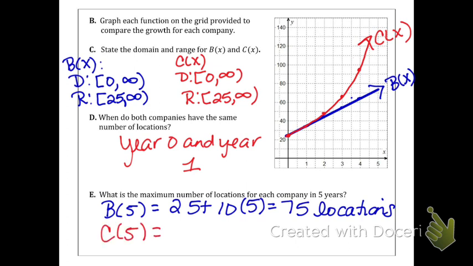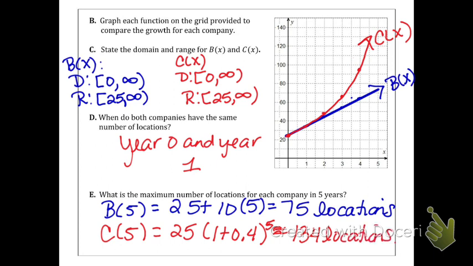And then for Central, they gave us a formula that was 25 times 1 plus 0.4 raised to the x, and our x here is going to be 5. And that's going to give us approximately 134 locations. I'm not going to use a decimal on that one. All right, and that is the end of lesson 3.